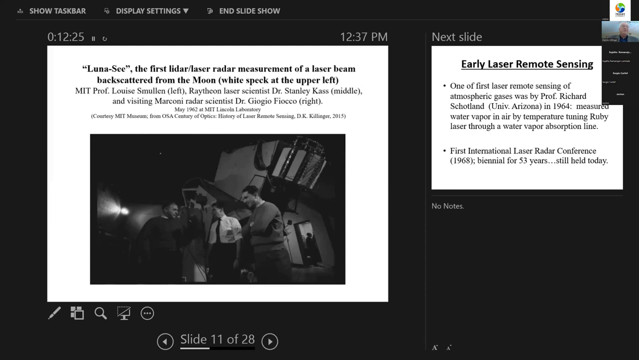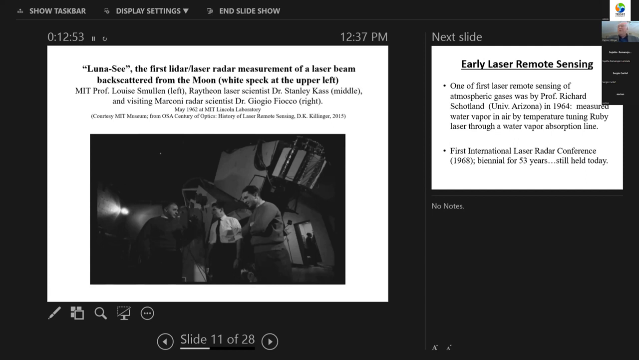A large telescope at the Firepond Observatory up at Lincoln Laboratory that Professor Smullin was able to get hold of. And so then they took the laser beam, and they're showing it here going. This is a little speck up in there, and that's the moon. And that was the first time of a LiDAR beam coming back from the moon.